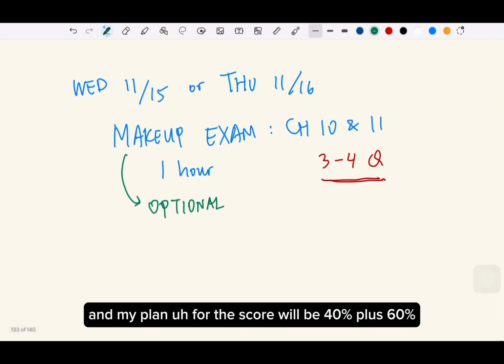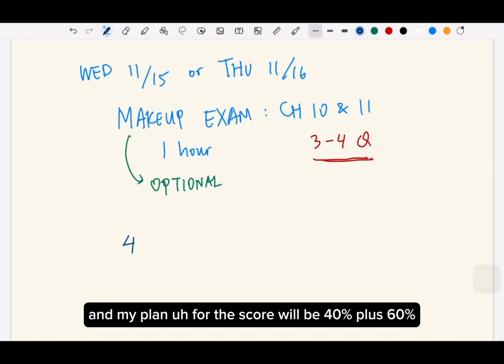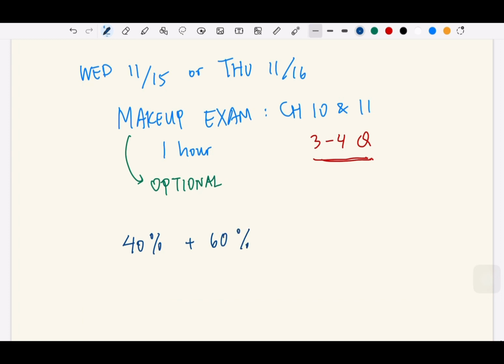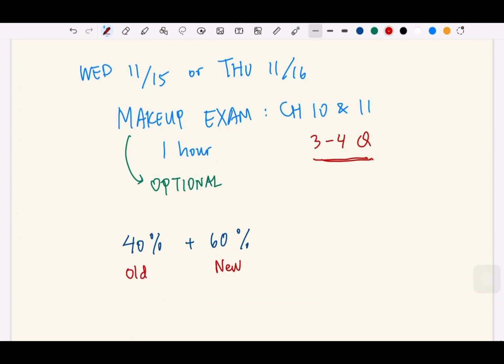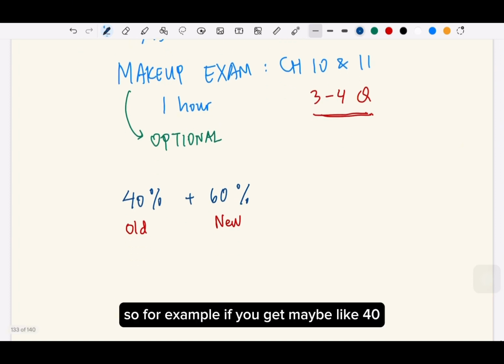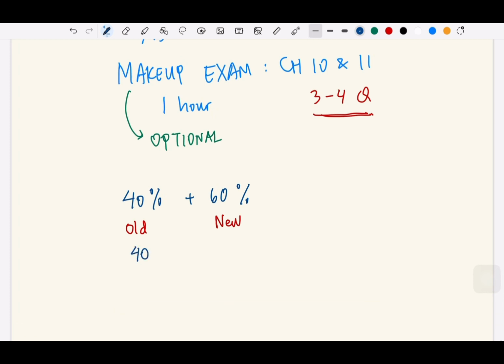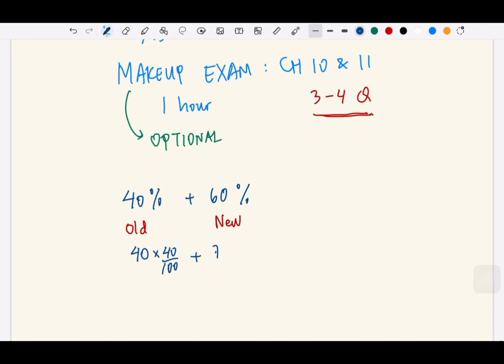And my plan for the score will be 40% plus 60%. This is the old score and then the new score. So for example, if you get maybe like 40, so you need to multiply with 40% plus, and you get maybe 70, then this will be your new score. Okay.